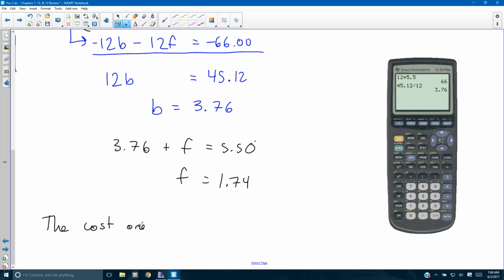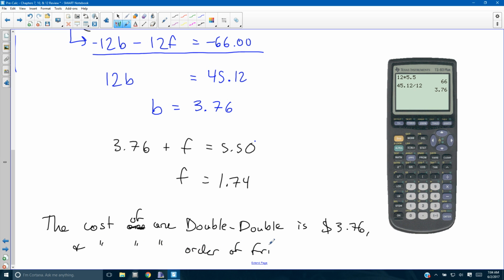So the cost of one double burger is $3.76. And the cost of one order of fries is $1.74. So now your buddies can pay you back.